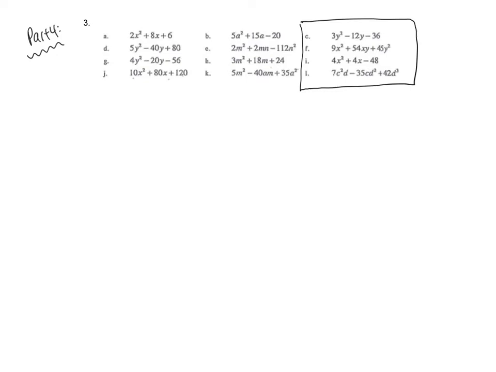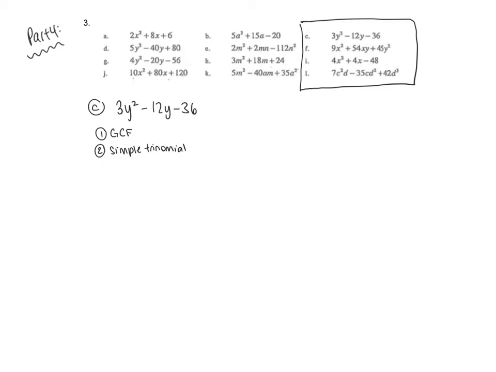There was a question on the homework about part 4, number 3, the last column. So let's try C first. In C we have 3y squared minus 12y minus 36. And I'm going to try to first factor out the greatest common factor and then second factor the simple trinomial.